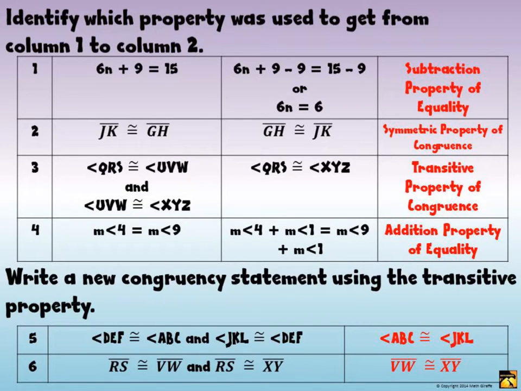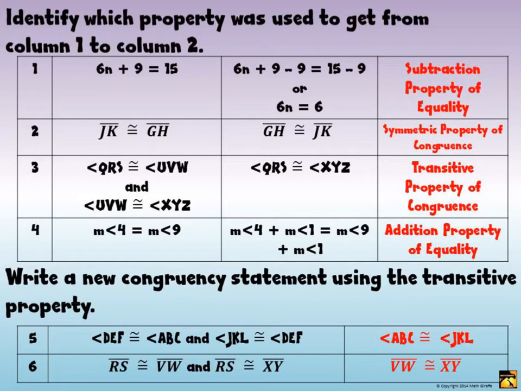So number 1, that is the subtraction property of equality. Now, if you notice, you could write this statement here, or you really don't need to write that statement, and you could only write this one here. That's probably what you will be doing now that we are in geometry: you're not going to show this minus 9. You would just subtract 9, and then this is your answer, and your justification would be the subtraction property of equality. Line segment JK is congruent to line segment GH, and then they switch them around. That is the symmetric property of congruence.